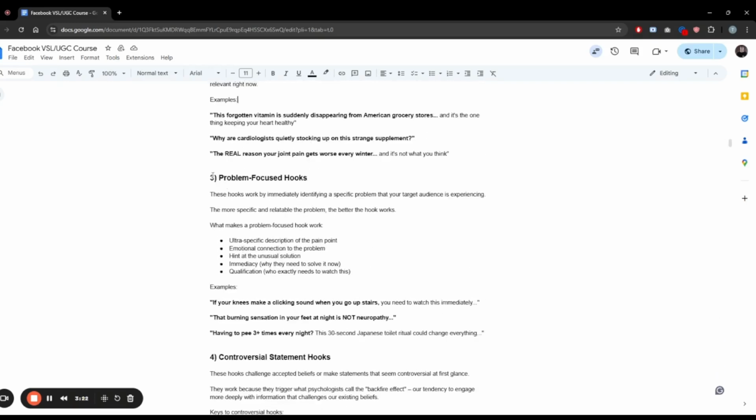And then you can also have a problem-focused hook. These hooks work by immediately identifying a specific problem that your target audience is experiencing. And the more specific and relatable the problem, the better the hook works. And what makes a problem-focused hook work is having an ultra-specific description of the pain point, emotional connection to the problem, a hint of the unusual solution, immediacy, so why they need to solve it now and why they can't wait another day, and qualification, who exactly needs to hear this.